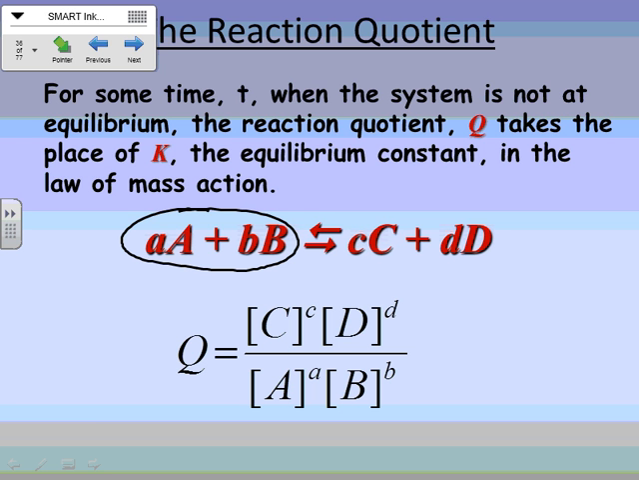The only difference is you calculate Q when the problem makes it very clear that we are not yet at equilibrium. If the problem says we're not at equilibrium, or says something about reaching equilibrium, or what's going to happen when the reaction reaches equilibrium, that's a hint that we need to use Q, because we're not at equilibrium yet. K is only for reactions that have already reached equilibrium.